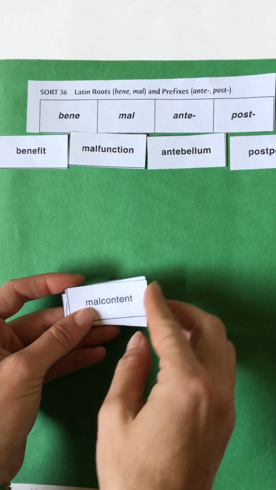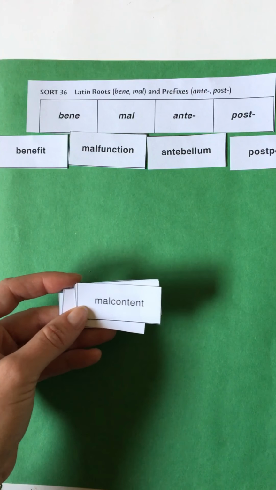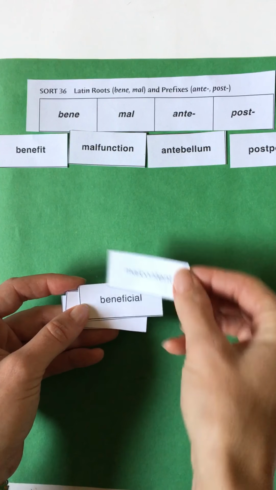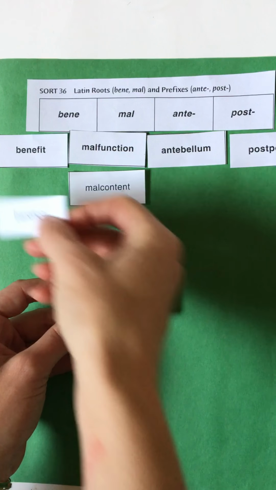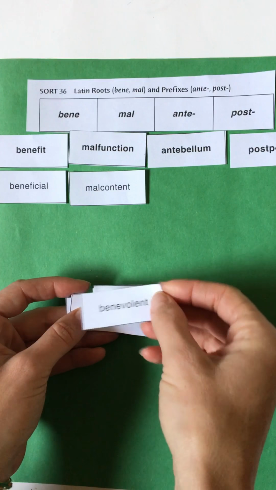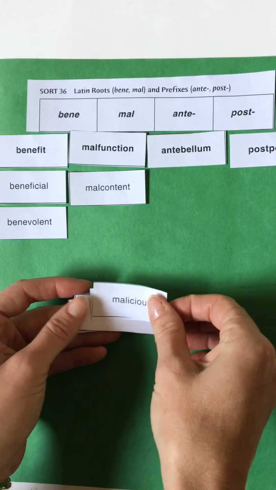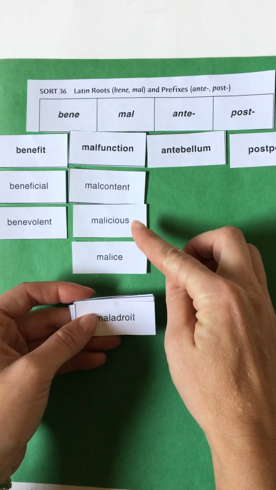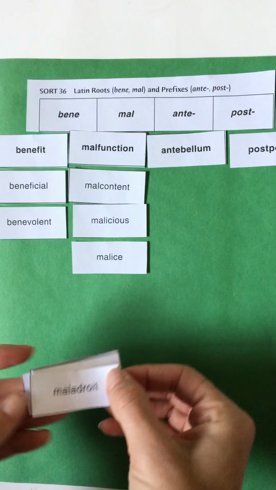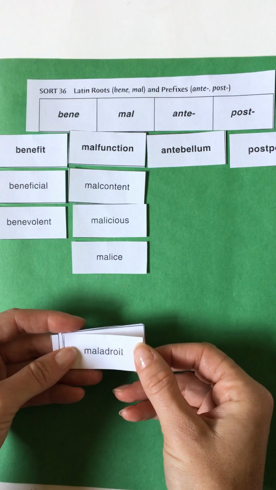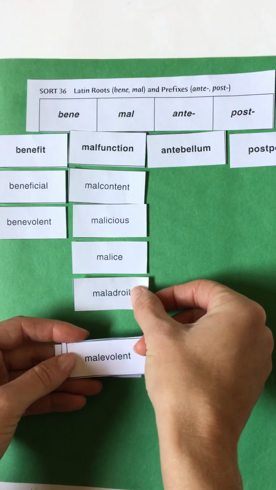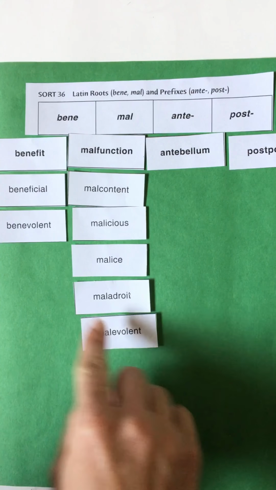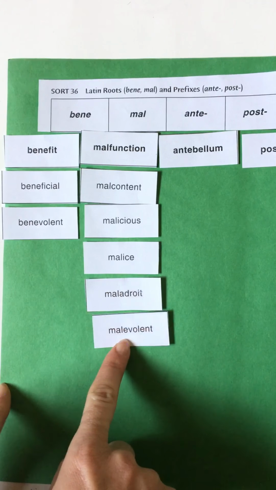What do they mean? Now, a lot of these words, you might not have heard of them, but we can look them up in the dictionary and find out what they mean. Malcontent, beneficial, malevolent, malicious. Ooh, a lot of these good words are really neat. Malice. These are related, aren't they? Even if you don't know what they mean, you know that they're related. Maladroit. Malevolent. These ones. But these are related too.